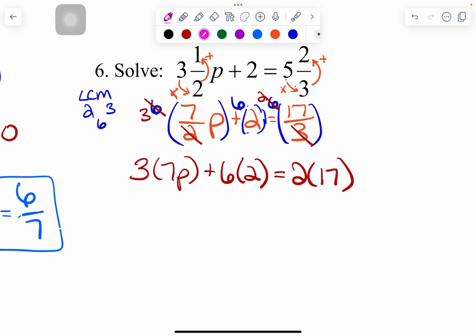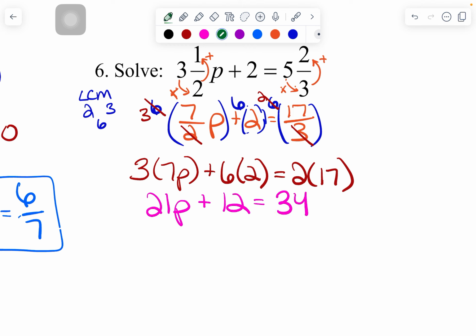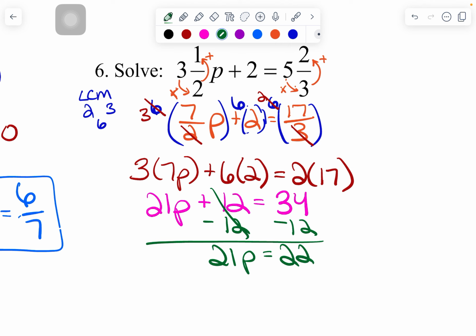Okay, so multiplying across the entire thing here, we've got 3 times 7, so 21p. 6 times 2 is 12. 2 times 17, that's going to be 34. And let's solve for p. Okay, so subtracting 12 from both sides. So 21p equals, what's that going to be, 22.